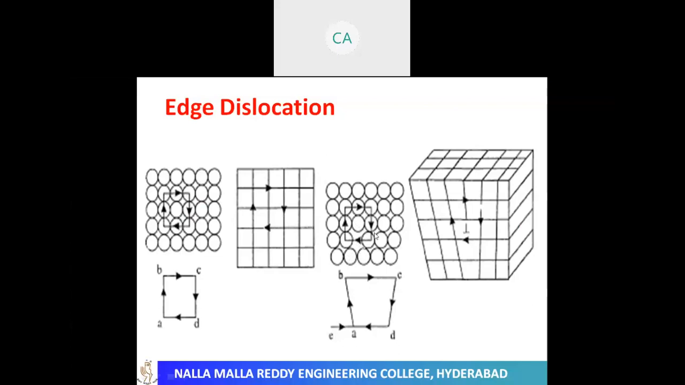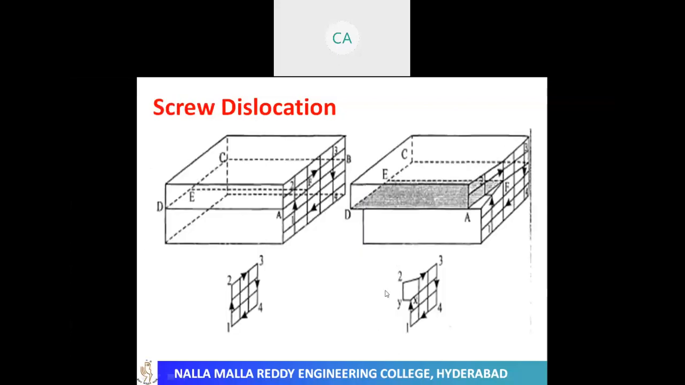In a perfect crystal, the atoms are in equilibrium positions and all the bond lengths are of equilibrium value. Whereas in an imperfect crystal, the atoms do not occupy equilibrium positions, and the bond lengths are either compressed or pulled apart. Let's see screw dislocation.